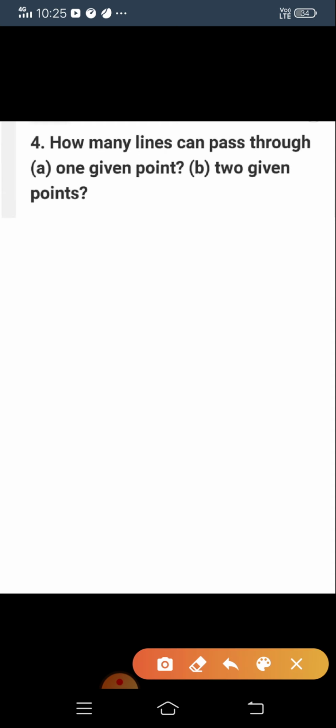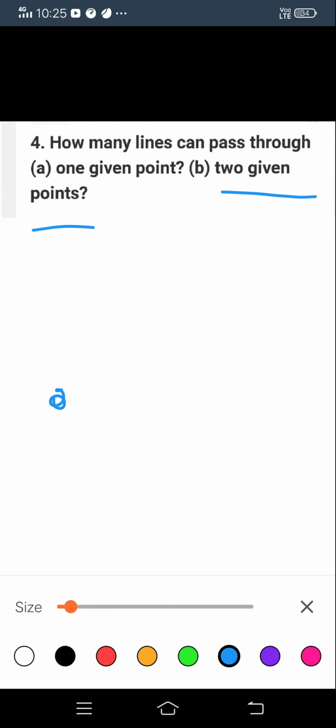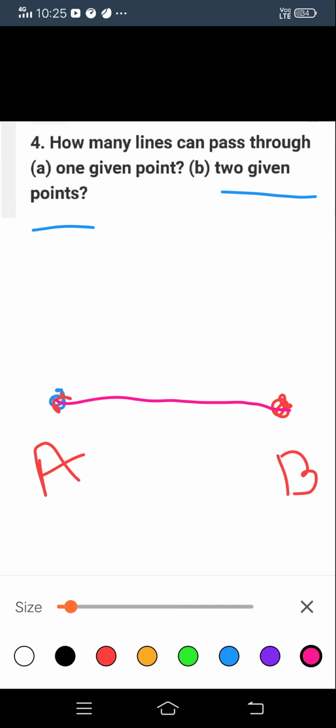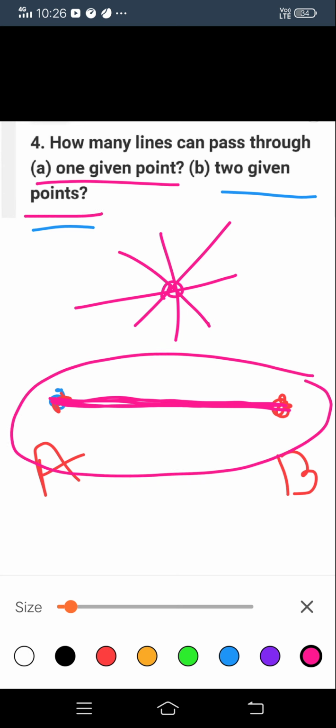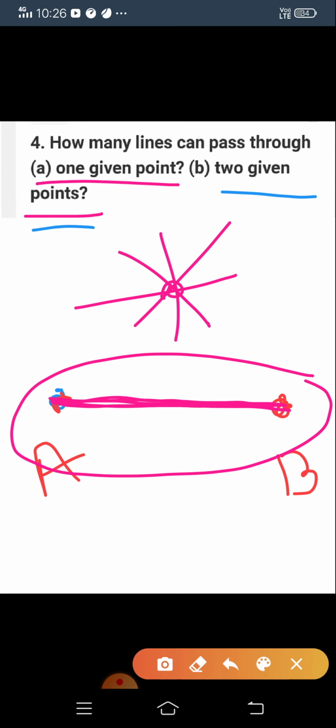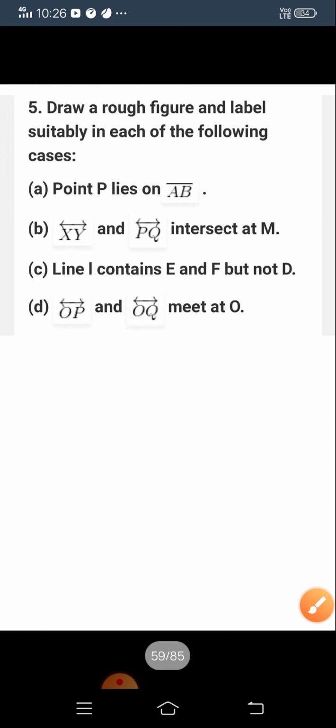Next one, that is 2 points. If 2 points are given, here A and here B, how many lines can we form here? Just one line. Through one point we can draw many lines, but through 2 points we can draw only 1 line. Okay, next, that is the fifth question.